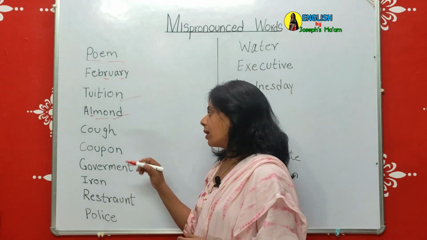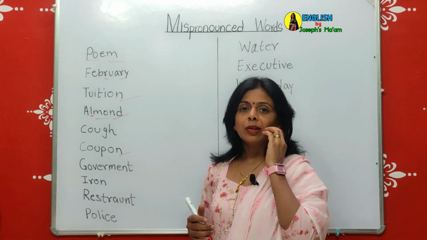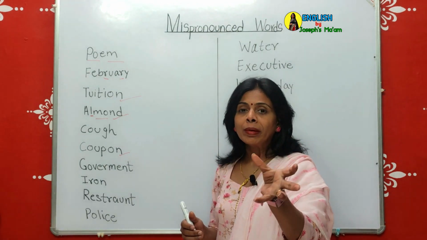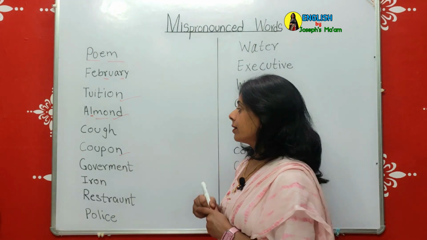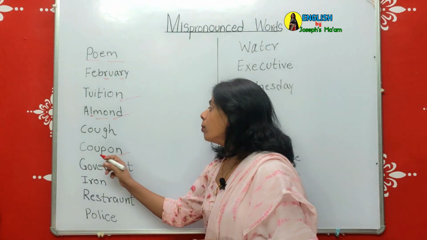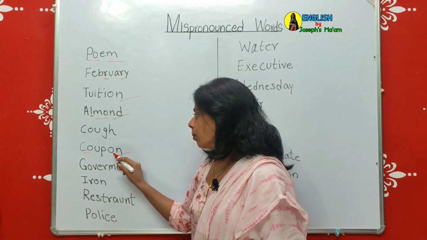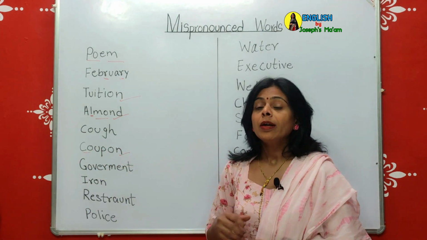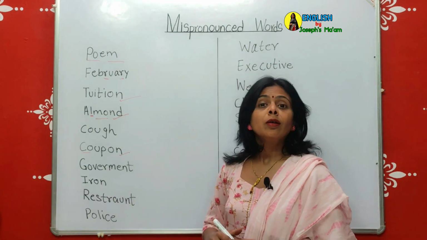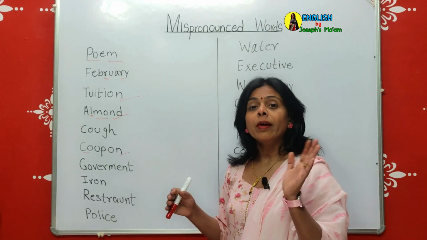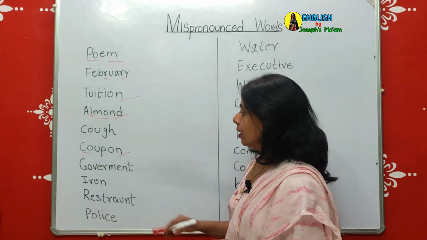Okay. Now the next word is, बहुत से लोग बोलते हैं coupon. Coupon क्या होता है? When you buy something, you get a 5,000 rupees coupon. So it is wrong. The correct word is coupon. If you people have been pronouncing this word incorrectly, no, my dear friend, it's wrong. Now you correct yourself and try to speak this correct word. It's coupon.